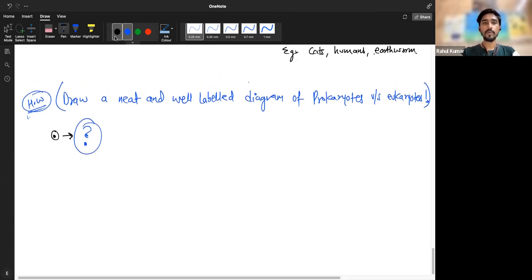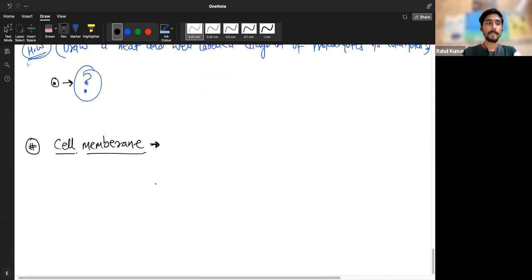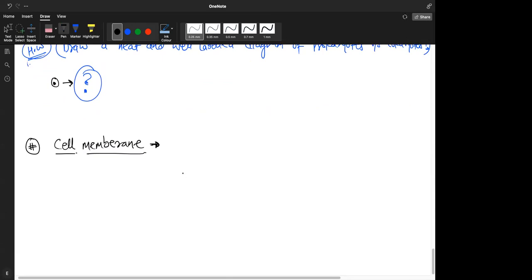Now I'm moving forward to start with the first outermost layer of every cell, which is the cell membrane. Cell membrane is present in every cell, right? There is no cell without a cell membrane. Cell wall can be or cannot be present, but cell membrane has to be present. Do you understand that? Yes. So write down.